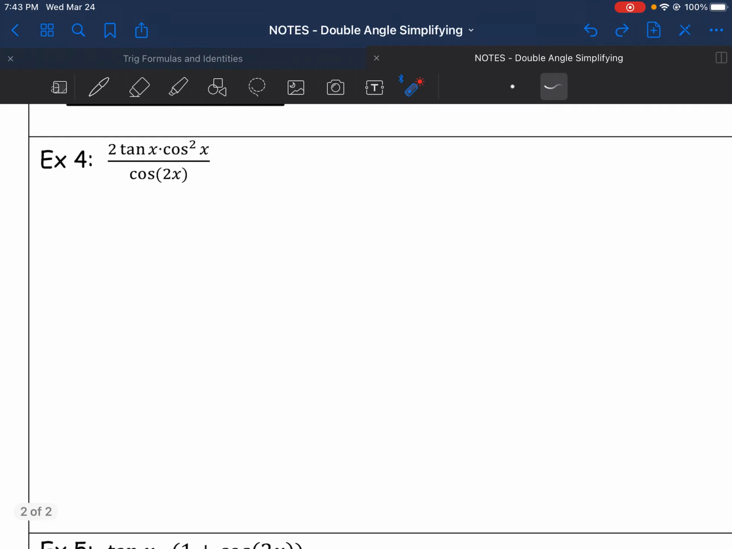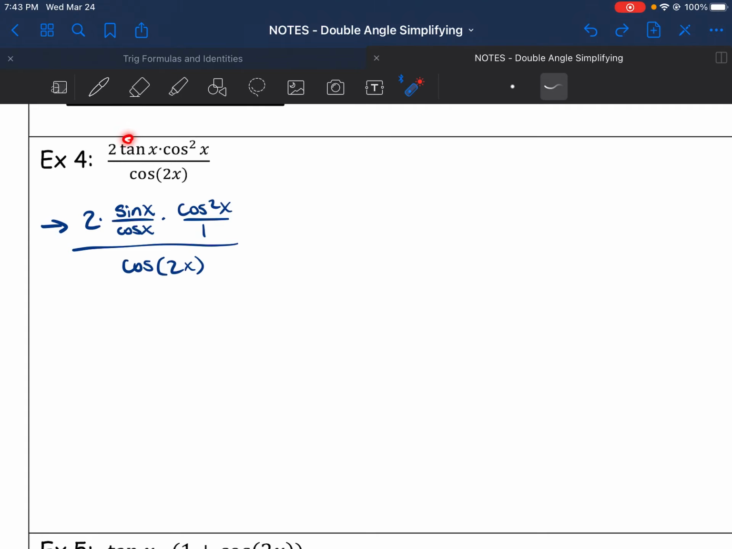All right, example 4. 2 tangent x times cosine squared of x divided by cosine of 2x. So what I actually end up doing here, I'm pretty sure you can go ahead and change the cosine of 2x if you want to. Actually, no, that's actually a bad idea. I remember what I did here.